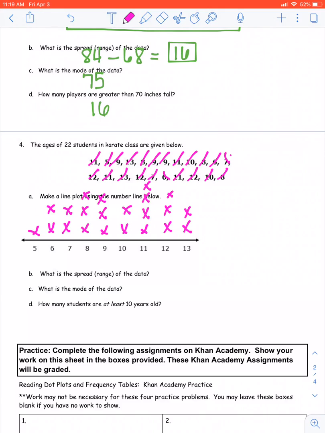Now we're going to answer some questions. It says, what is the range of data? Remember, that's highest minus lowest. So 13 minus 5 is going to give us 8. So our range is over 8 numbers.